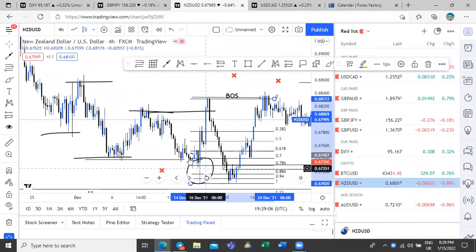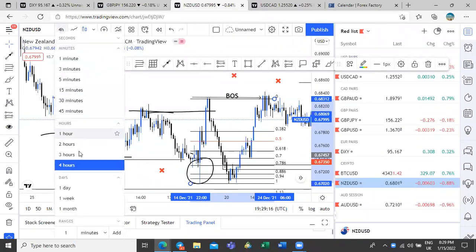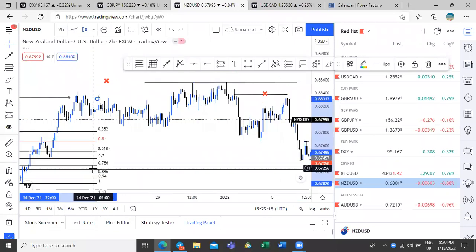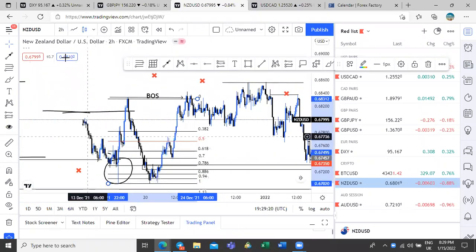A massive candle. If I go to the smaller time frame, like 2 hours here, you see that there was a massive sell candle, and at the same time, there was an impulsive buy at that point here. Okay. Let me check the 1 hour to see that area.